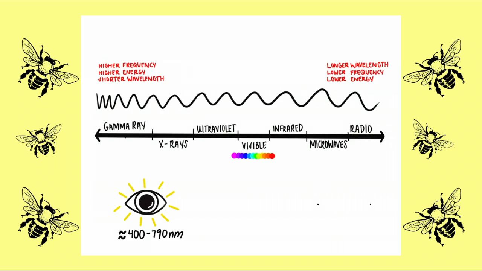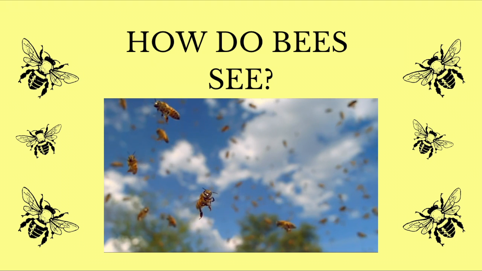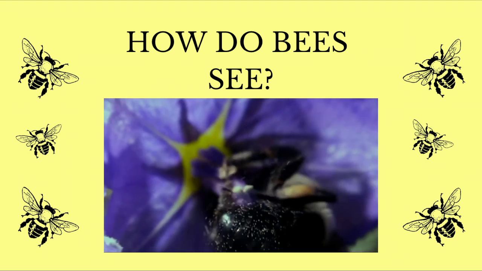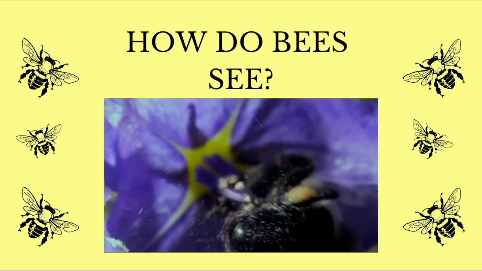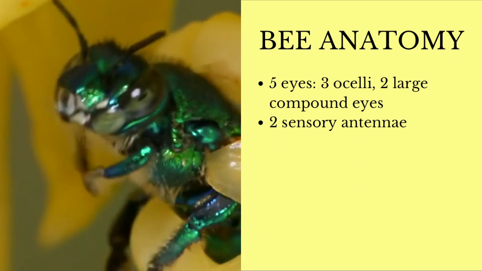The electromagnetic waves your eyes detect, visible light, oscillates between 400 and 970 nanometers. Bees, on the other hand, see from 300 to 650 nanometers, so they can see UV light. It's important to know how bees see this different spectrum of light. To do so, we'll have to learn a little bit about the bee's anatomy.